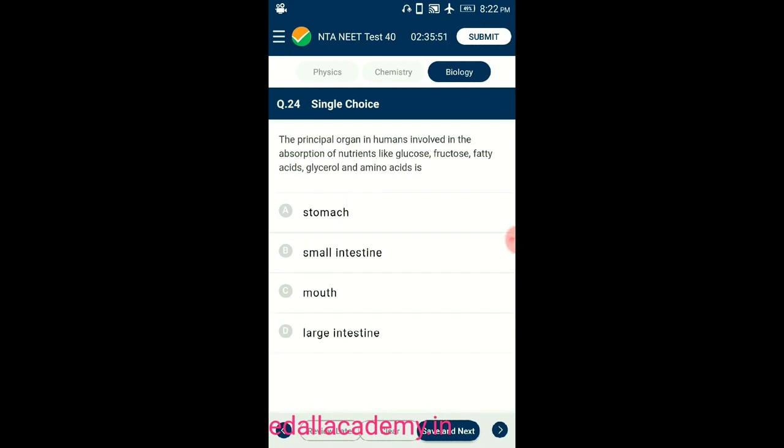Question number 24. The principal organ in humans involved in the absorption of nutrients like glucose, fructose, fatty acids, glycerol, and amino acids is. The small intestine is the main organ for the absorption of nutrients. It has a large number of villi and microvilli which increase the surface area of the intestine for the absorption of food. Microvilli form as a result of folding of the plasma membrane of cells, giving it a brush-bordered appearance. So the answer for this question is option B, small intestine.